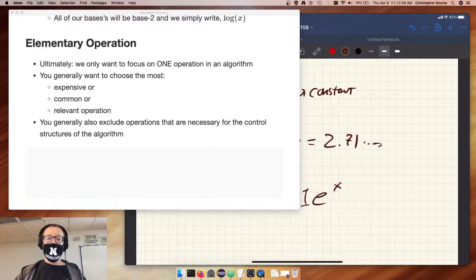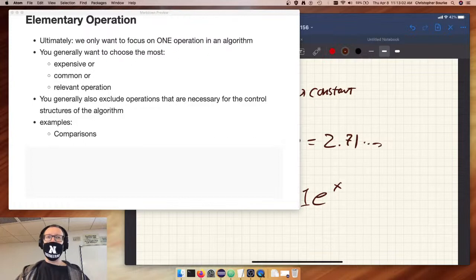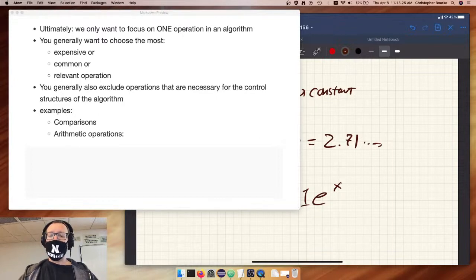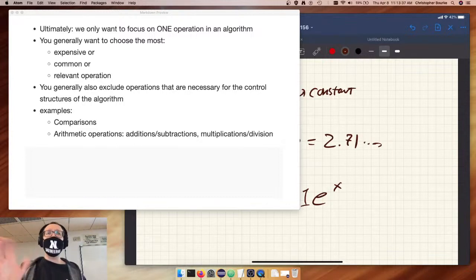Okay? Some examples. Comparisons. If you've got a searching or sorting algorithm, which is what we're going to do next, you'll probably want to focus on those comparisons, because that's: are these things in order? Yes or no? If they're in order, then leave them alone. If they're not in order, then swap them or something like that. You have arithmetic operations, for example, additions and subtractions, or multiplications, divisions. And here there are lots of arithmetic operations.